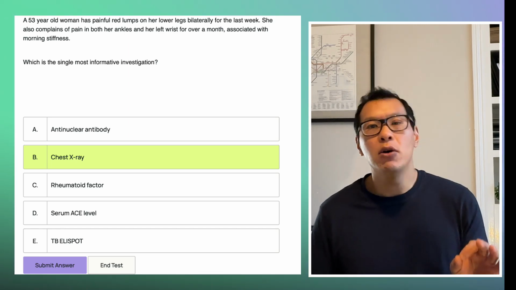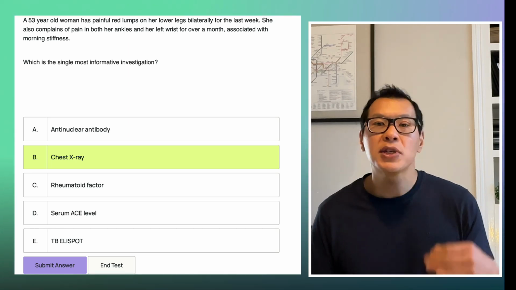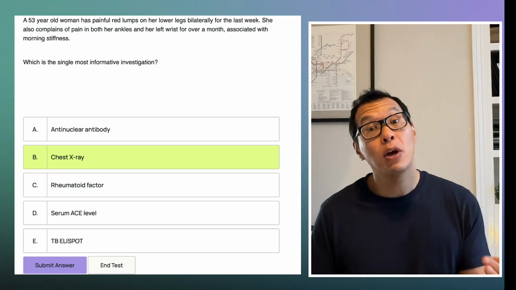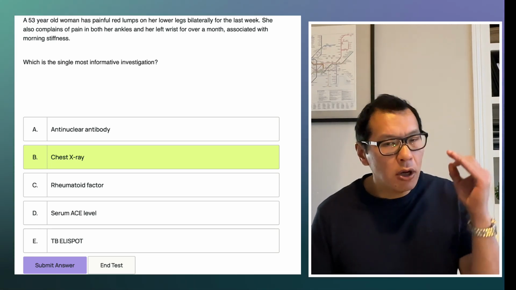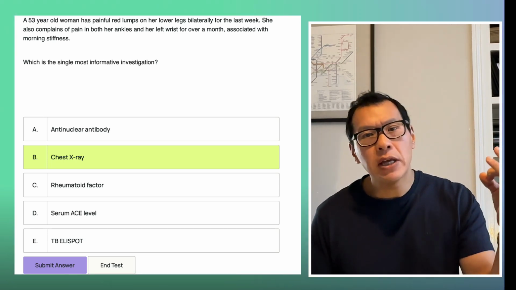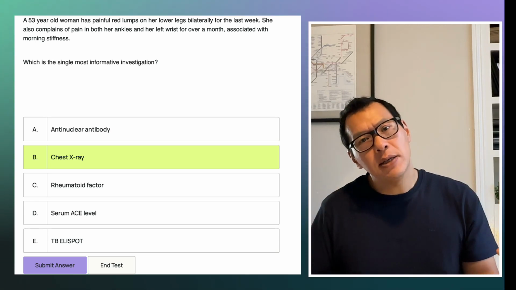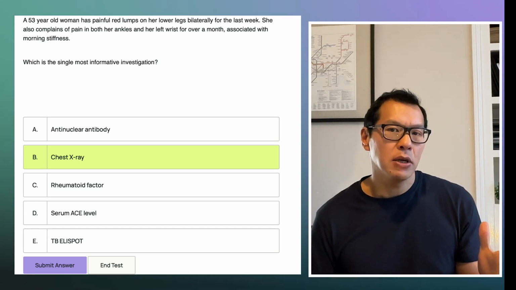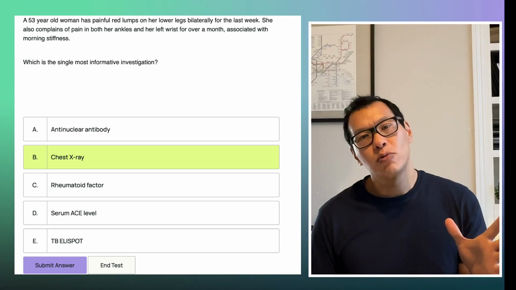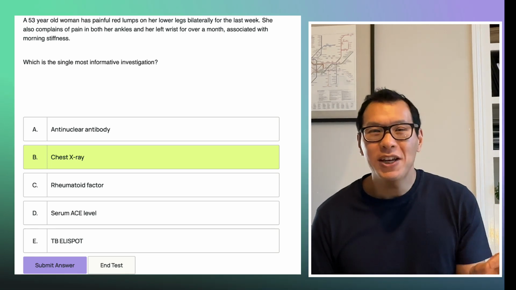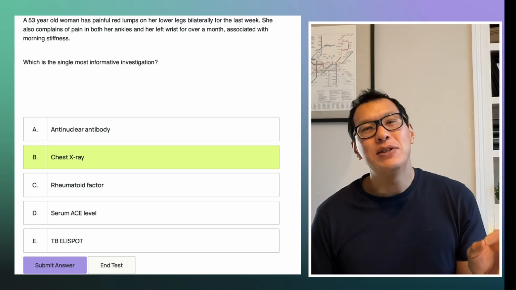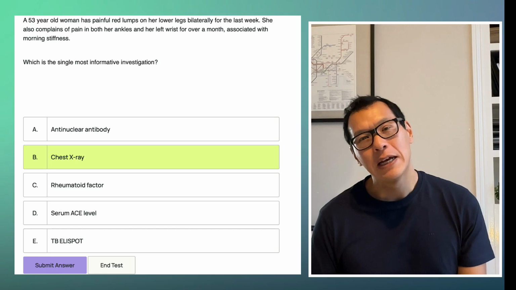This is the tricky one now, option D, which is the main distractor. Some of you might have been tempted to go with option D because in the back of your mind there's an alarm bell ringing saying serum ACE is associated with sarcoidosis. Okay, this is why this question is so fiendishly tricky, because serum ACE is not the right answer, unfortunately.